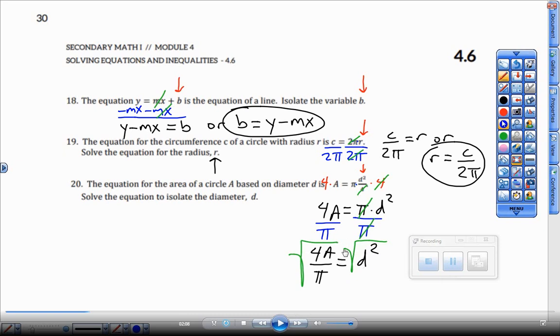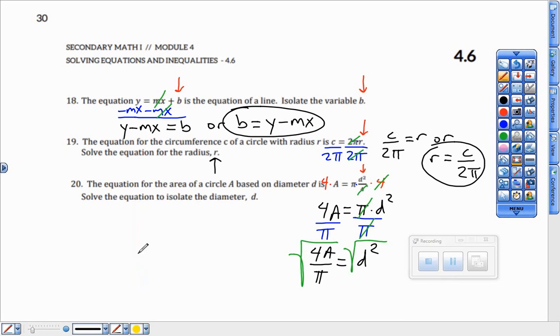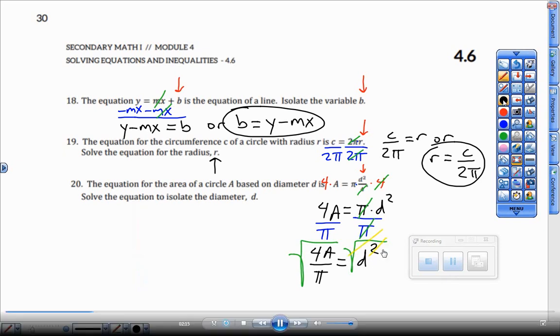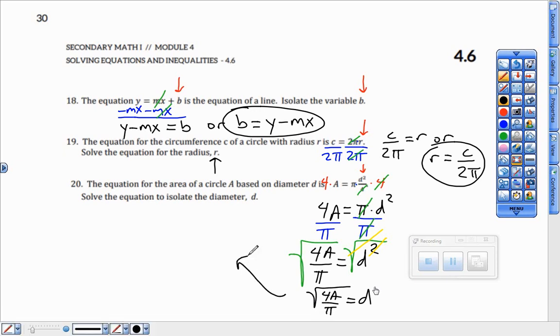If I was taking the square root of 3 squared, that would just end up being 3. The 2 and the root cancel. For this, the 2 and the root cancel, and just leave me plain old d. And again, these are inverse operations, just like the opposite of multiplying is dividing. So my final answer is 4a over pi, all underneath the square root symbol, equals d. Or of course you could write it d equals the square root of 4a over pi.